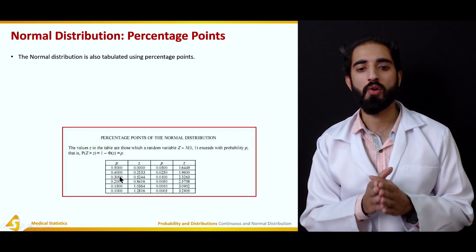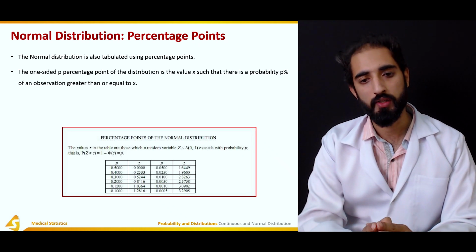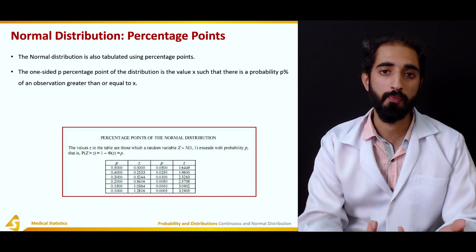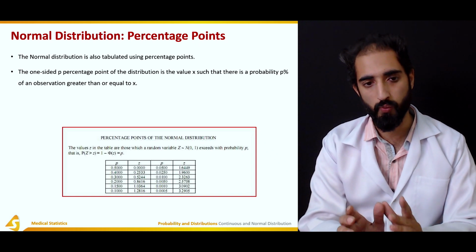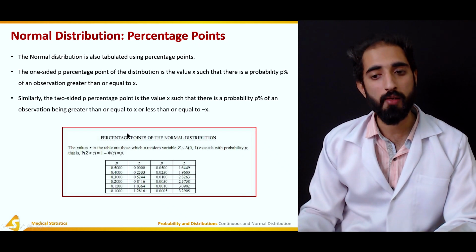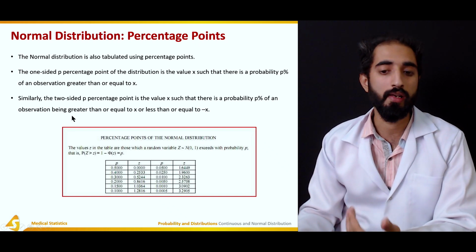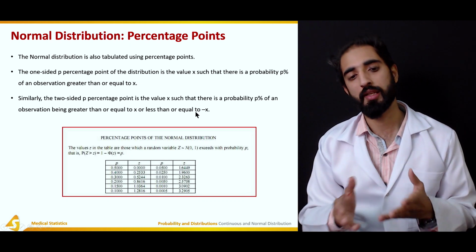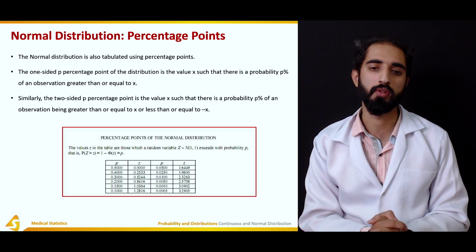So the normal distribution is also tabulated using percentage points. The one-sided p percentage point of the distribution is the value x such that there is a p% probability of an observation greater than or equal to x. Now this is one-sided. When we talk about two-sided, there is a probability of p% of an observation being greater than or equal to, or less than or equal to, x. So here we can see two-tailed and single-tailed, just like in hypotheses, we have single-tailed and two-tailed hypotheses.